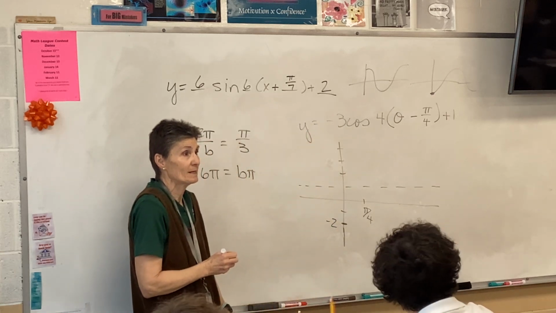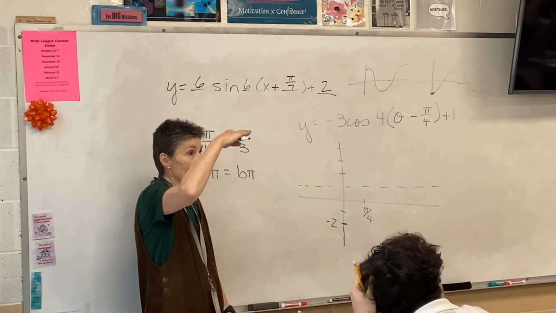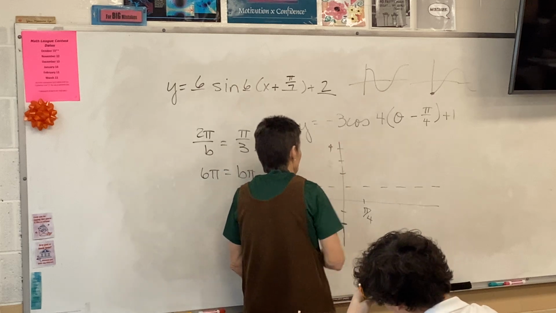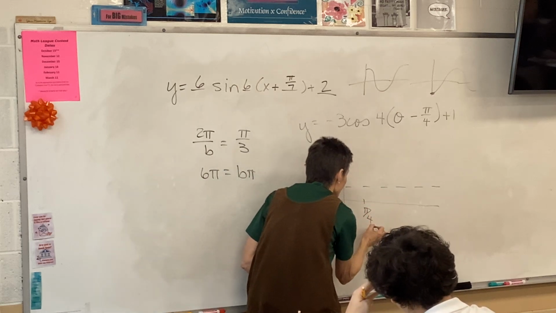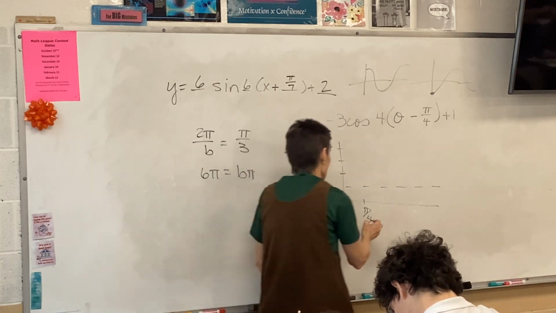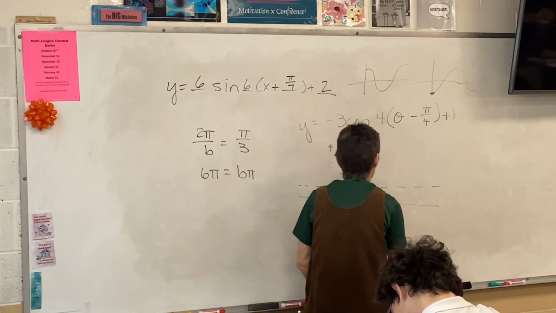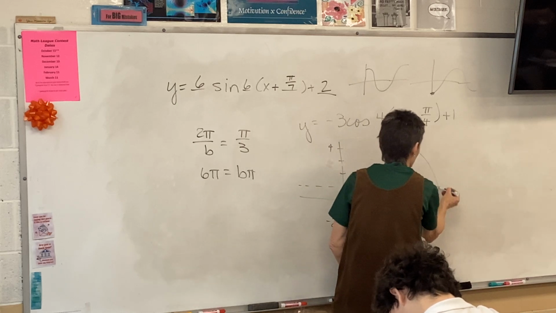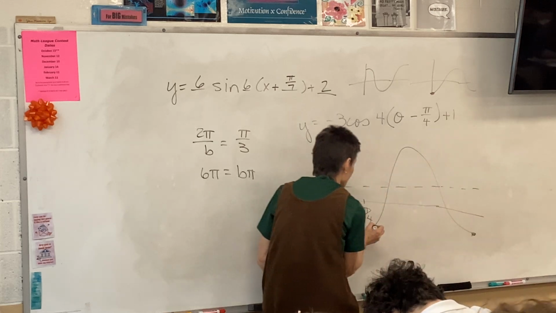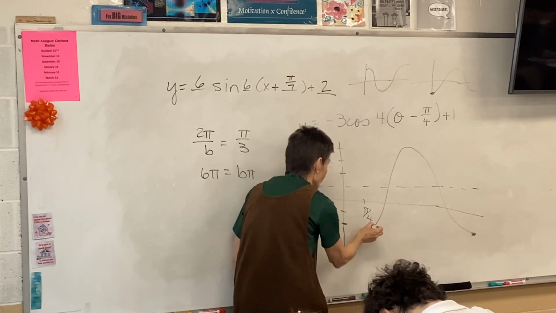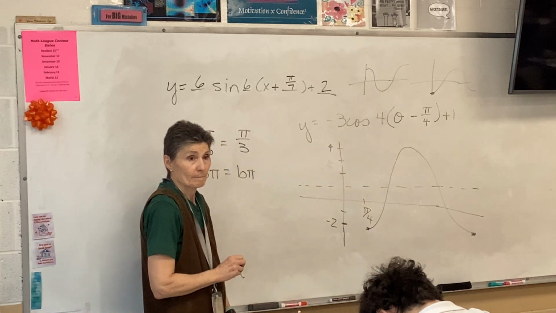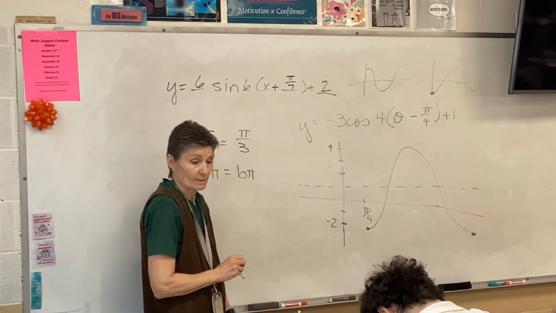Does that make sense to everybody? Because my midline's at 1. My amplitude's 3. So my point, my beginning point, is actually going to be right here. And then my curve is going to go up to 4 and come back down. And it's going to end at -2, just like it started at -2. Is that good?